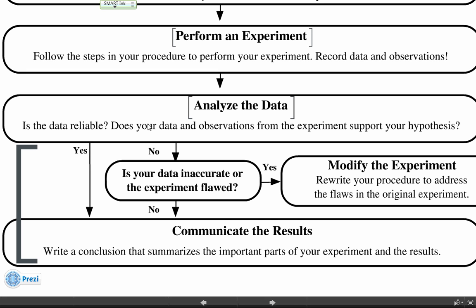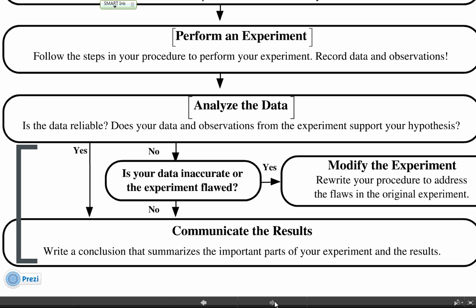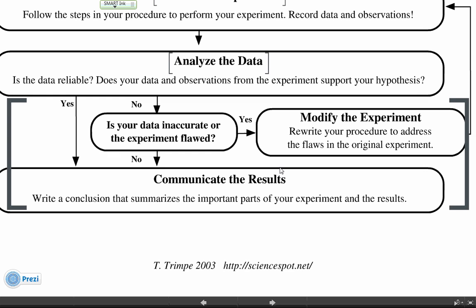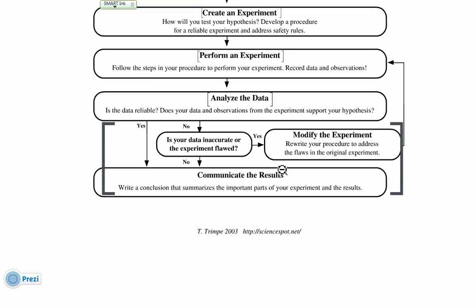If your data does not support your hypothesis or is not reliable, then you need to decide, is your data inaccurate or the experiment flawed? You need to modify the experiment and go back to perform your experiment again. Okay, so these are all the steps that you will take to carry out experiments.